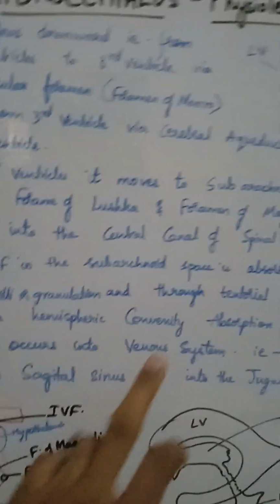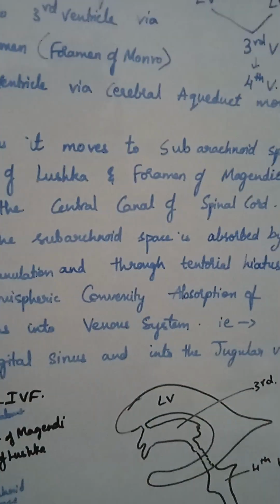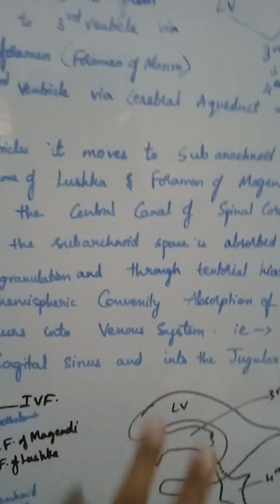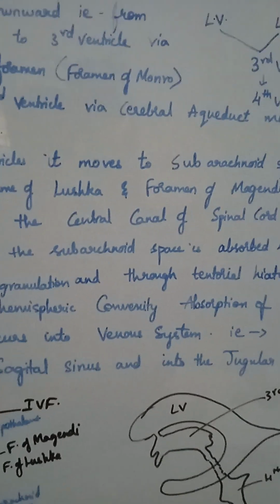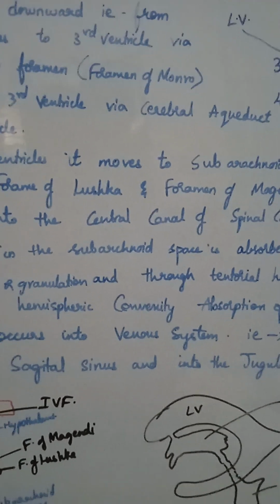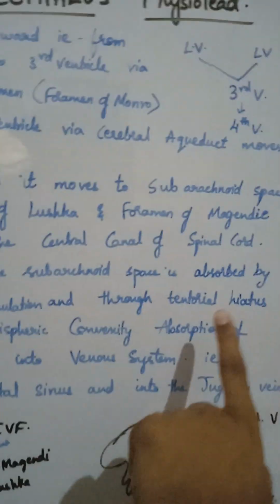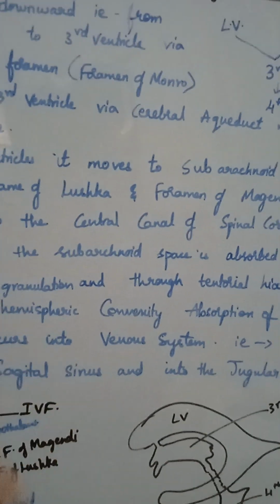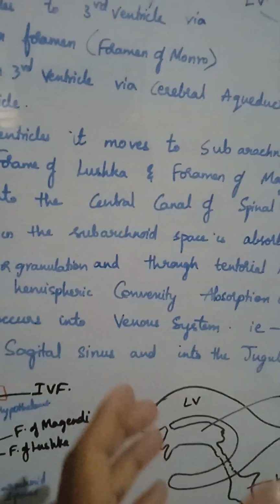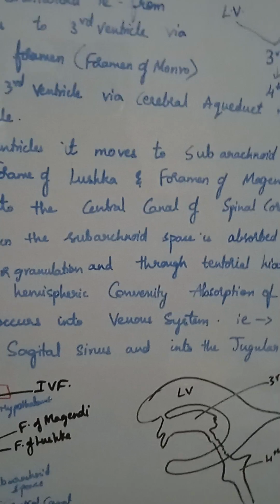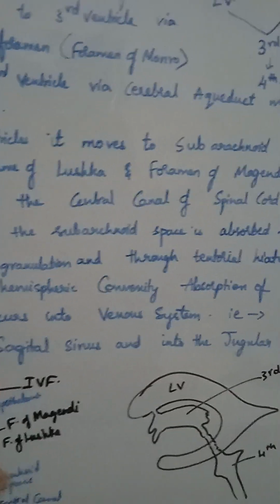And here, through the tentorial hiatus over the hemispheric convexity, absorption of the CSF occurs into the venous system. So normally from the subarachnoid space, it will go into the arachnoid villi. Through the villi, it will be going to the tentorial hiatus, which is present in the brain. Here the tentorial hiatus is present between the two hemispheres of the brain, a membrane that separates the two hemispheres.